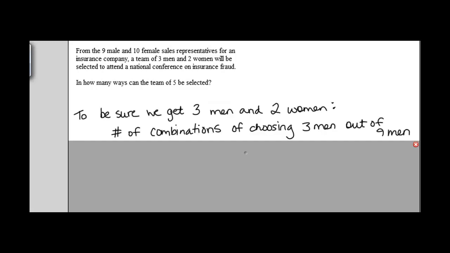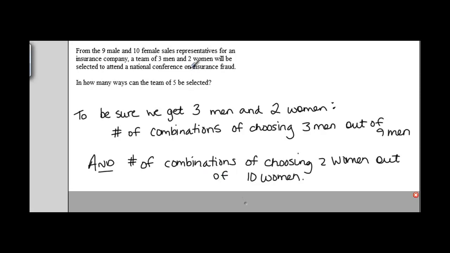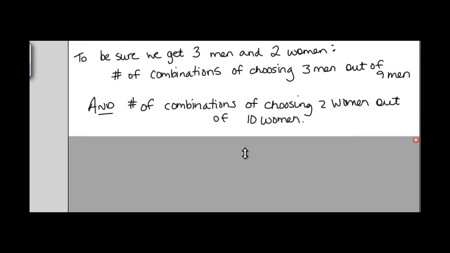Now, to ensure that we actually do get 3 men out of the 9 total and 2 women out of the 10 female total, we need to set up 2 separate combinations. So what we'll be finding is the number of combinations of choosing 3 men out of that total of 9 men, and then the number of combinations of choosing 2 women out of the 10 female sales representatives. And then we'll use, from a previous section, the counting principle.